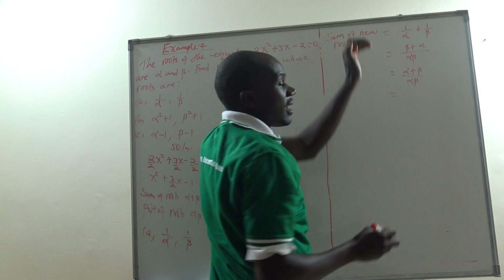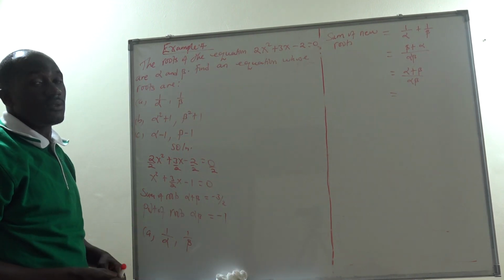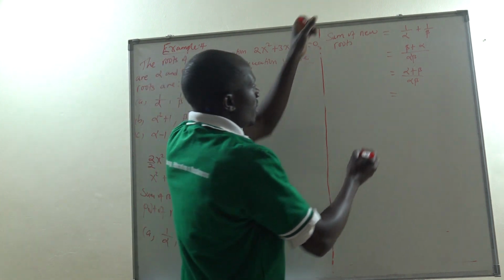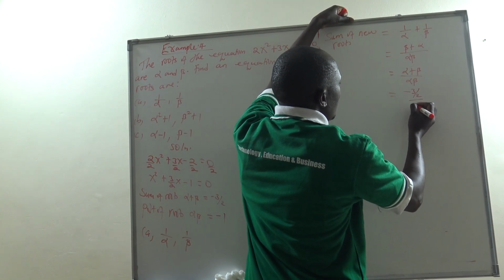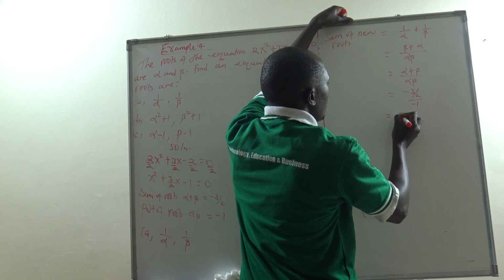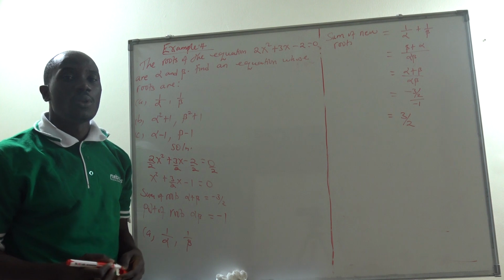Do we know alpha plus beta? Alpha plus beta is already negative 3 out of 2. So we are getting negative 3 out of 2 divided by negative 1. So it will become automatically 3 out of 2 as the sum of the new roots.